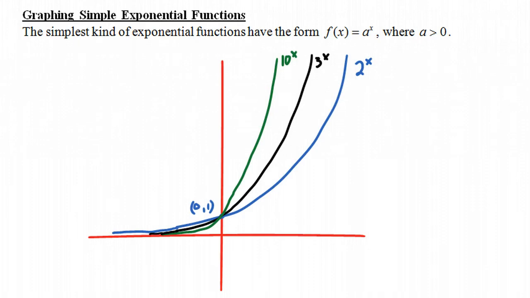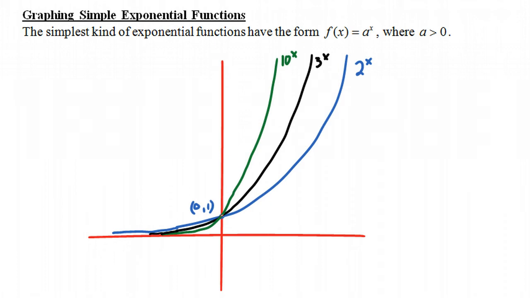In this video, we're going to talk about graphing certain kinds of exponential functions. And really, the simplest kind of exponential function just has the form f of x equals a to the x, where a is greater than 0. And we looked at one of these in the last video. In fact, we graphed the function f of x equals 2 to the x in the last video.